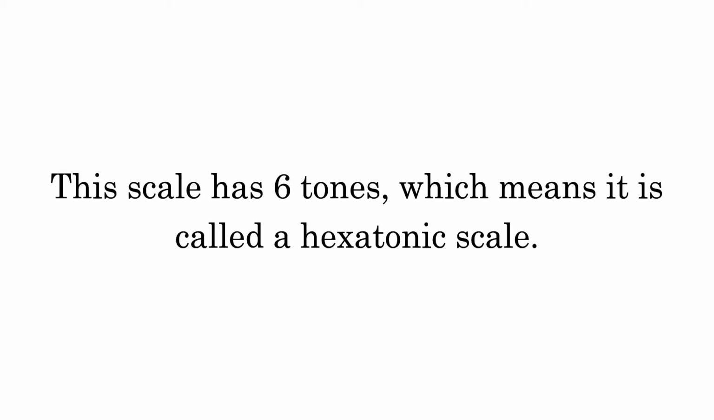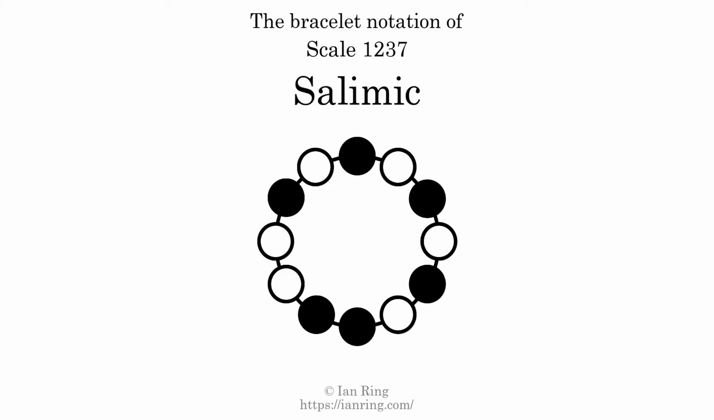This scale has 6 tones, which means it is called a hexatonic scale. This is a bracelet notation diagram of scale 1237. The shaded circles represent tones that appear in the scale, and they are read clockwise, starting at the top.